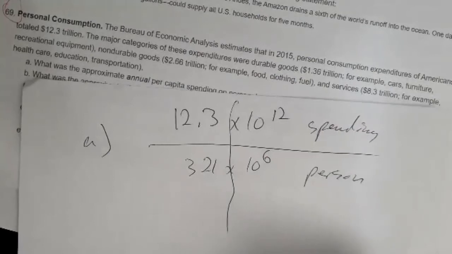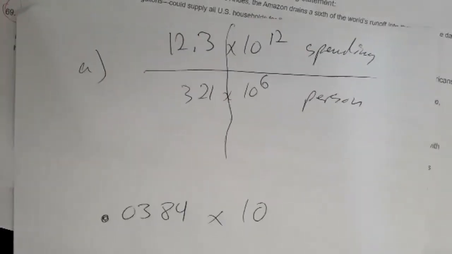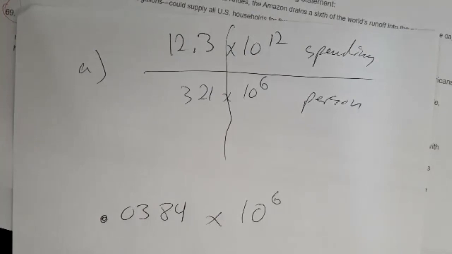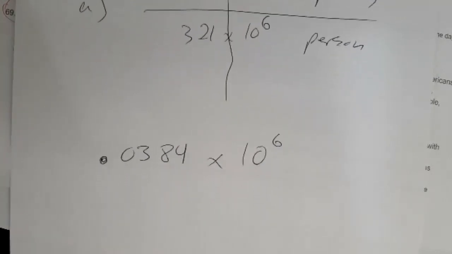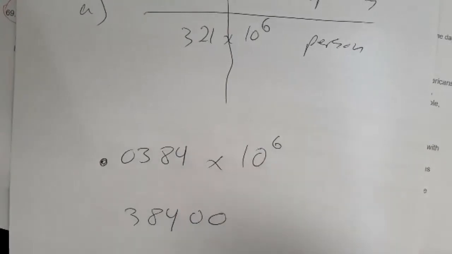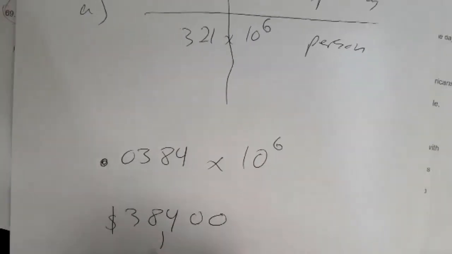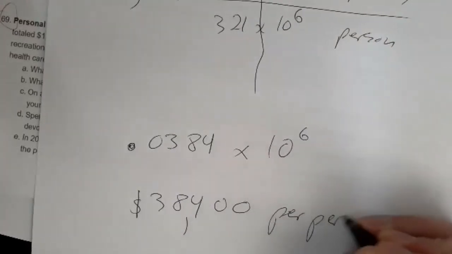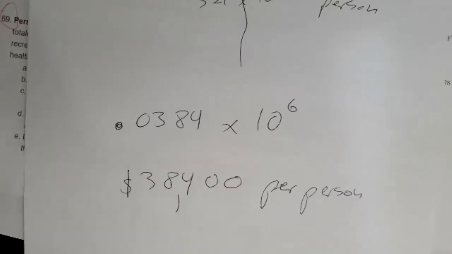This is 10, and now I'm doing 12 minus 6 for the power. So 12 minus 6 is giving me times 10 to the 6. So they probably want this in standard notation, considering there's like 4, 5, 6 spots that we have to move. If we move 4, we have to move 2 more spots. I think that's giving me 38,400 per person. Okay.